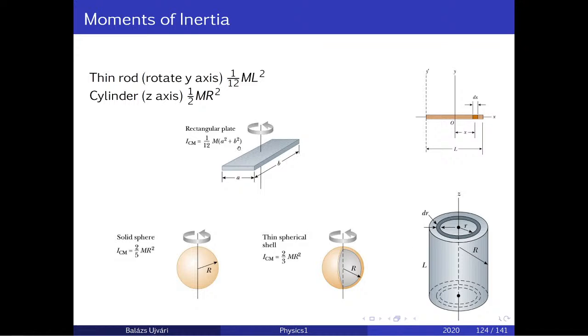So for a rectangular plate, it depends how you rotate it: according to this axis, or for example, the axis along the longest side. Moment of inertia for a sphere, that's a full ball, and this is a basketball, a thin spherical shell, and the moment of inertia of a cylinder.